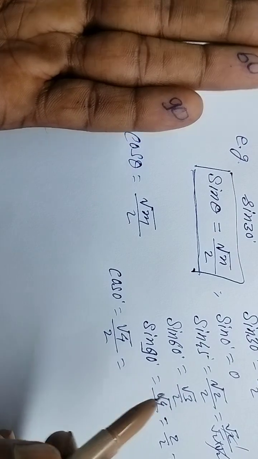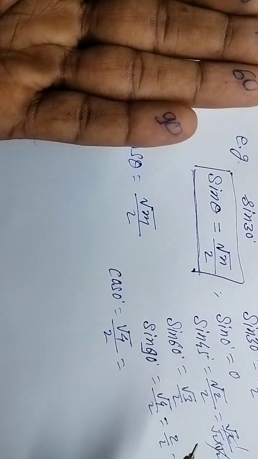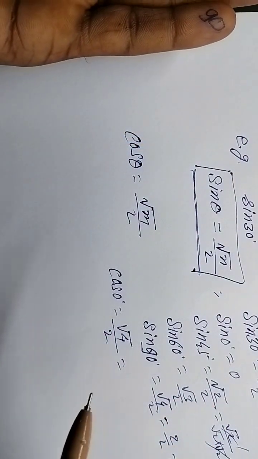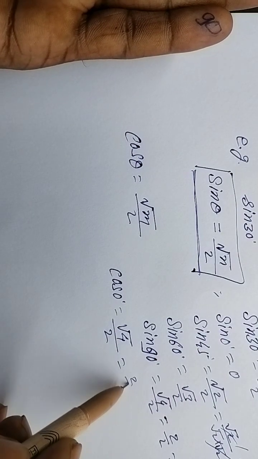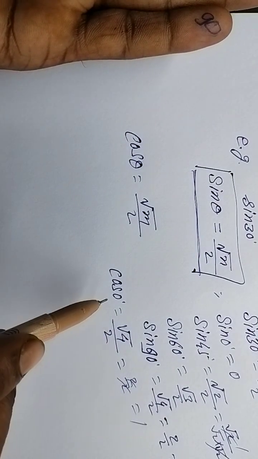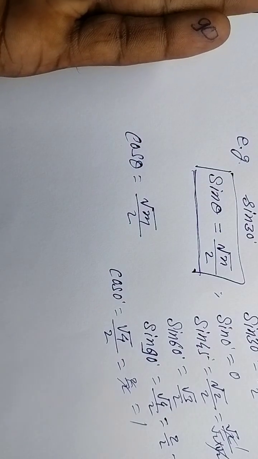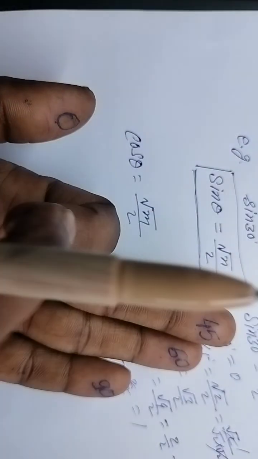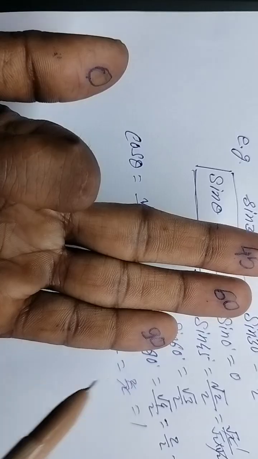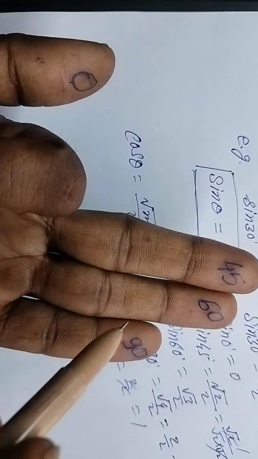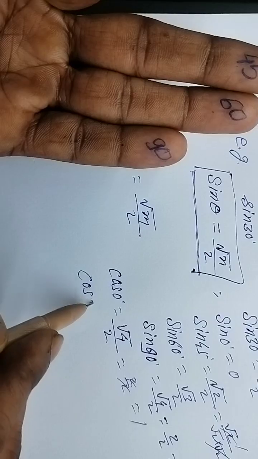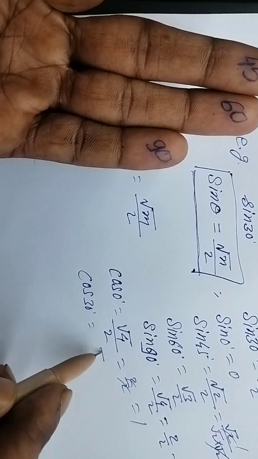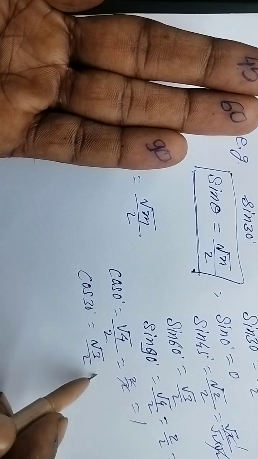This calculation we will do in our mind after learning this technique. The value of root 4 is equal to 2, so 2 by 2. That means cos 0 is equal to 1. For cos 30, bend this. How many fingers remaining? 1, 2, 3. Put the value of m. Cos 30 degree is equal to root 3 by 2. This is the answer.